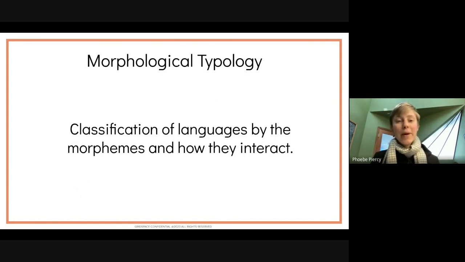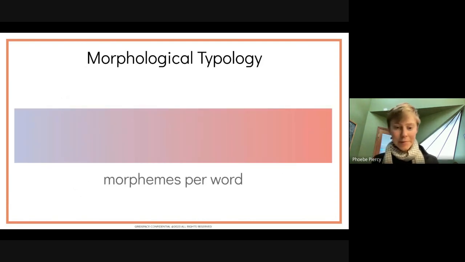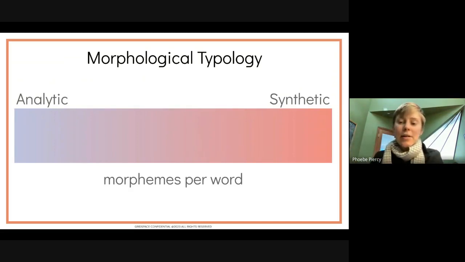And one unit we might use to differentiate morphologically between languages is this kind of rate of morphemes, so average morphemes per word. And we can see this in a spectrum. So here is a spectrum, it's a gradient. And on the one end, we have the minimum, which is like one morpheme per word. If you've ever heard of an abstract kind of language that has zero morphemes per word, love to hear it, don't think it exists, all the way up to a lot of morphemes per word. And we call this an analytic language versus a synthetic language.